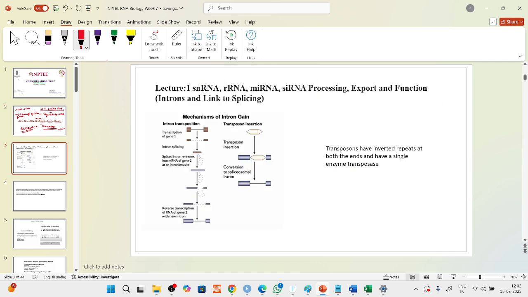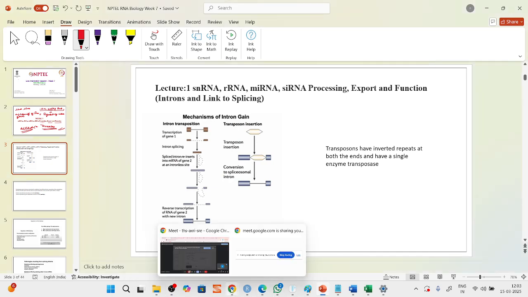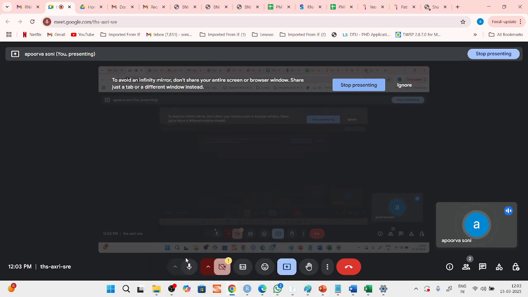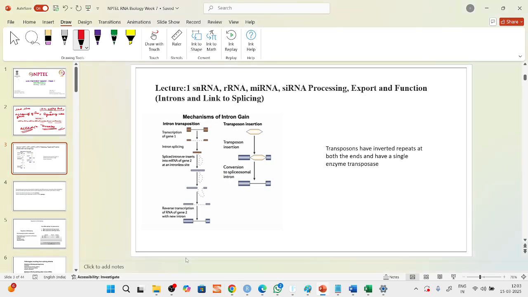The first lecture in this series is snRNA, rRNA, miRNA, siRNA processing, export, function, introns, and link to splicing. There are various mechanisms by which introns are gained, and mostly these non-coding RNAs are present in the intronic regions. That's why we are studying the mechanisms of intron gain or loss. There are different mechanisms by which introns can be gained. Let us see what those mechanisms are. It can be intron transposition or transposon insertion.